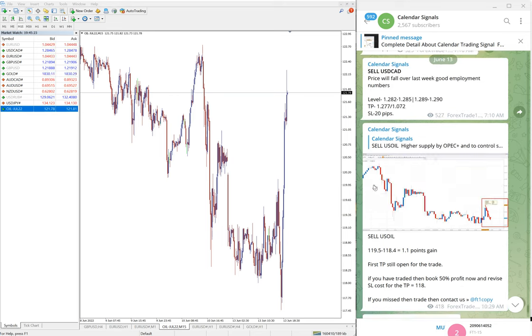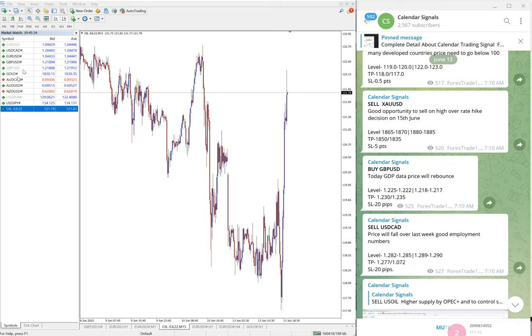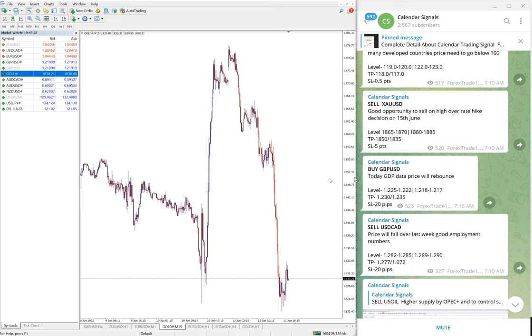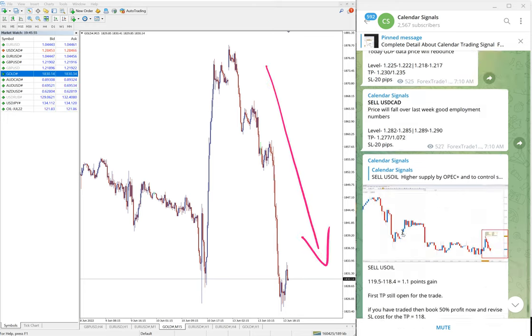Then the next signal we gave which performed well is gold. Here is the gold chart. We gave sell gold, a good opportunity to sell gold on the high, over the interest rate hike decision on 15 June. So interest rate will be increased, and based on that prediction we gave gold sell. And you see here gold in a clear downtrend, and it made a good profit.